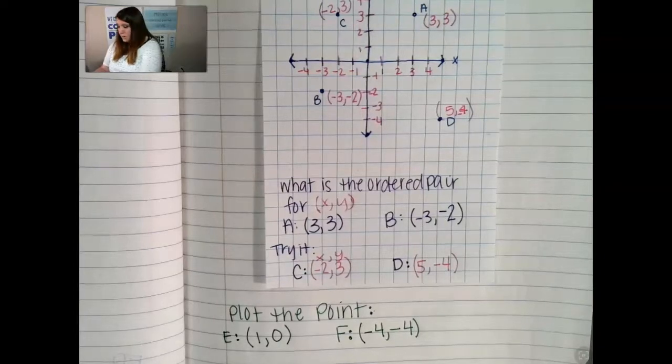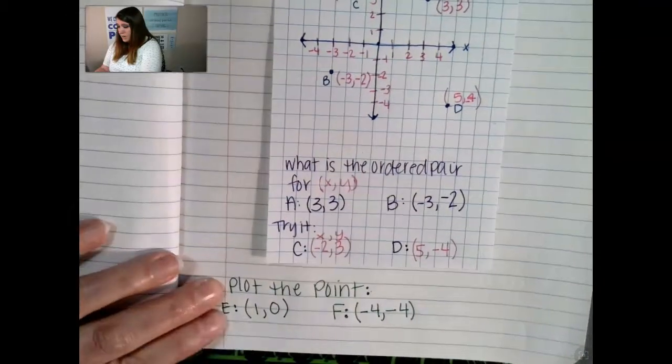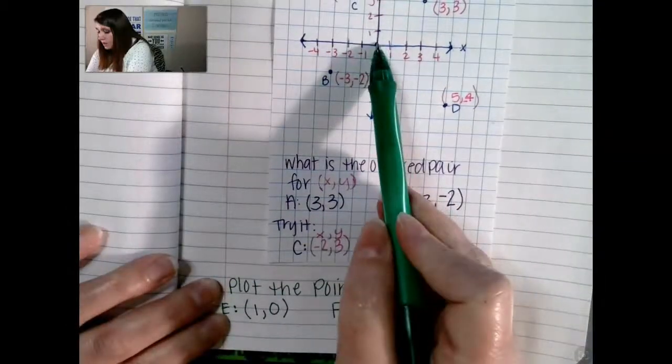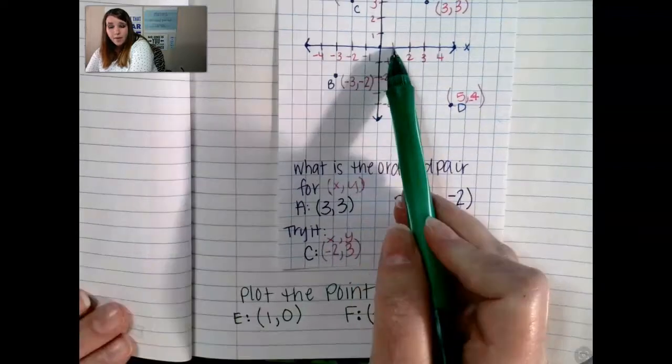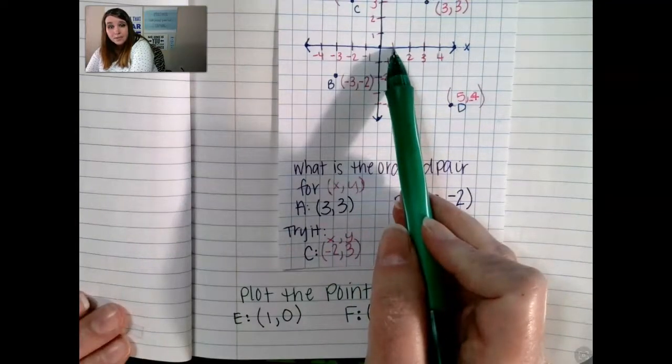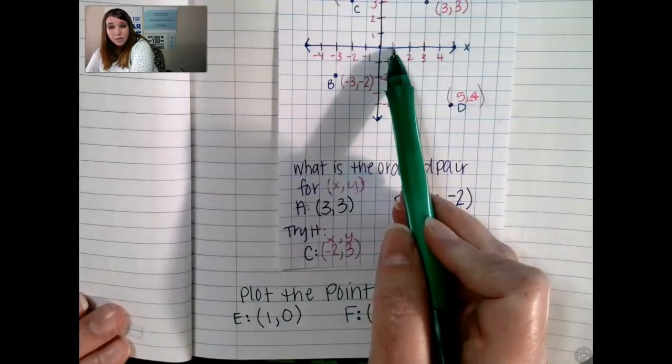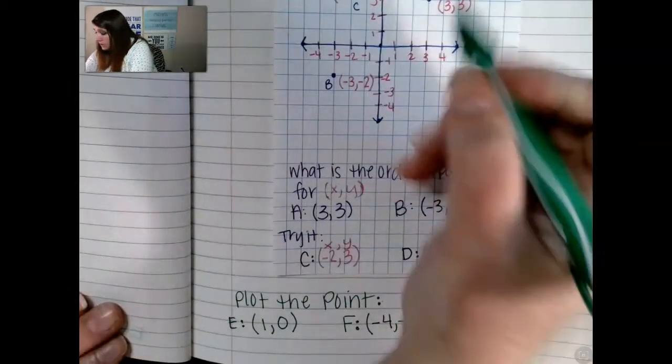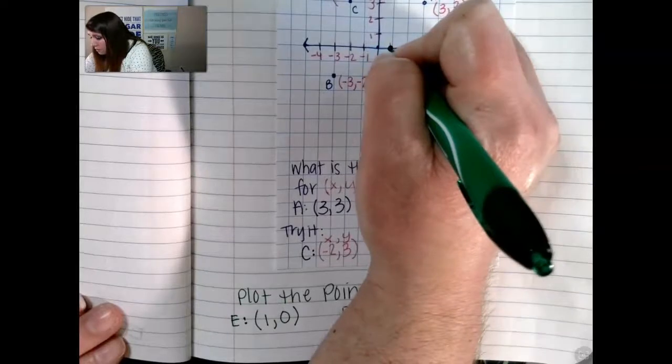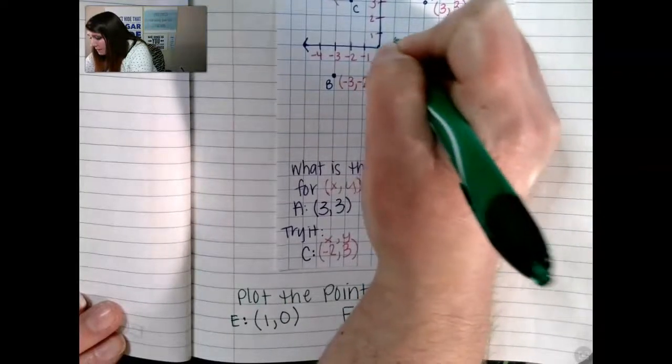So the first one is 1, 0. So I'm gonna come over here to the origin, and I'm going to move to the right 1 spot because X is 1. Then I'm not going to move anywhere. The reason why I'm not moving anywhere is because it's at 0. So the Y is 0, that means I don't move. So I'm just going to put a dot right there, and I'm going to call that one E.